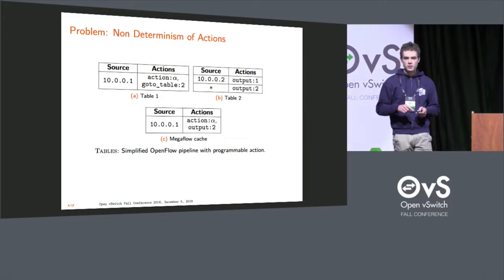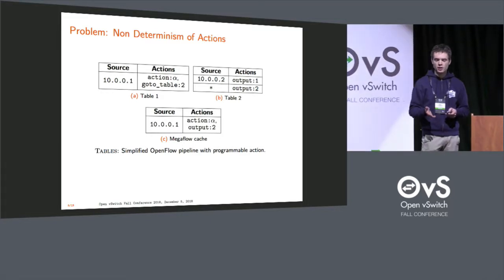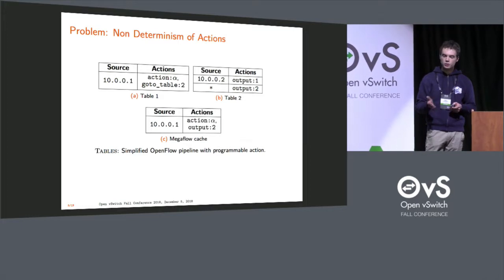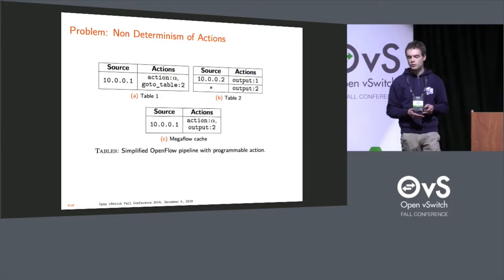But now if a second packet comes in and matches the rule in the megaflow cache, I'm going to execute action alpha again. Action alpha might this time change the source IP address, and if it changes the source IP address to 10.0.0.2, then my second action is not correct anymore. I should have sent the packet to port 1.